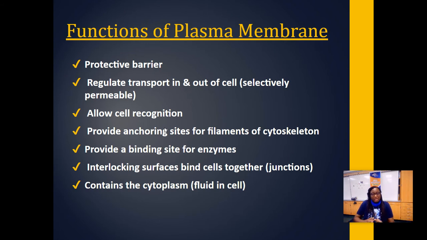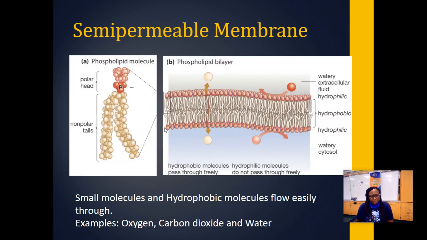So how these cells are able to interlock in order to form things like tissues, which is the next level of organization. And also it contains cytoplasm, which is on the inside of the cell, which is that liquid part of the cell that the organelles are floating inside of.